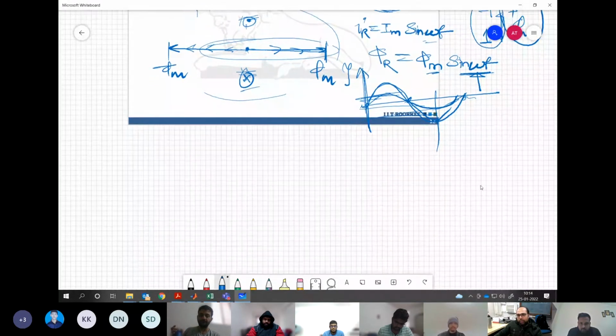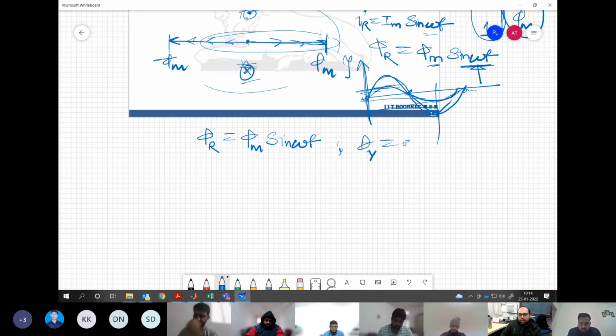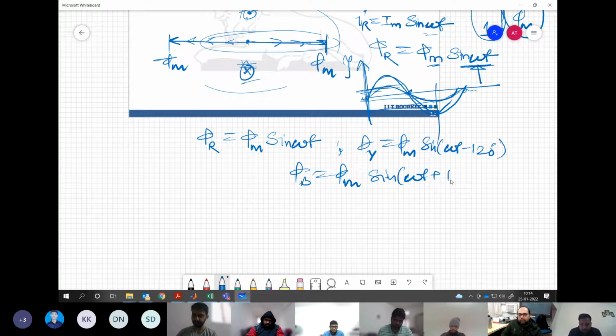Now when we have, let's say, time distributed coils or time distributed supply, we have phi r generated by some current which is coming something like this, sine omega t. We have phi y coming as phi m sine (omega t minus 120), and we have phi b coming as phi m sine (omega t plus 120). So what is happening? These quantities will take the maximum and minimum values at different theta.